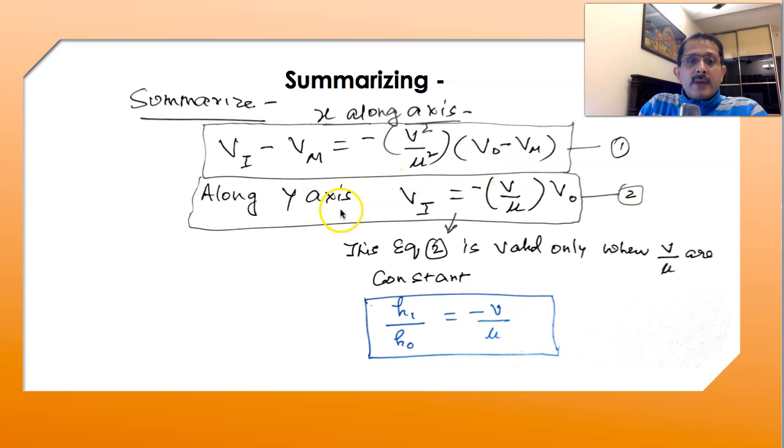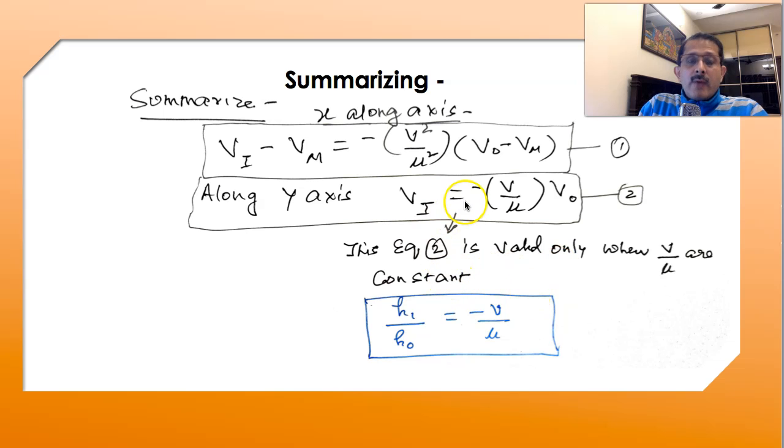Now on the y-axis we derived that the velocity of the image is equal to minus v by u into the velocity of the object. But remember one thing: this is the case when we have assumed that v and u are constant. It's just perpendicular movement to the principal axis. That is why I've written y-axis. As I have written here, equation 2 is valid only when v by u is constant.